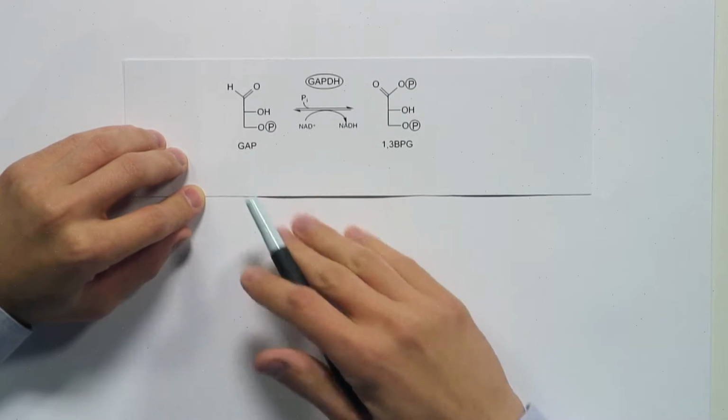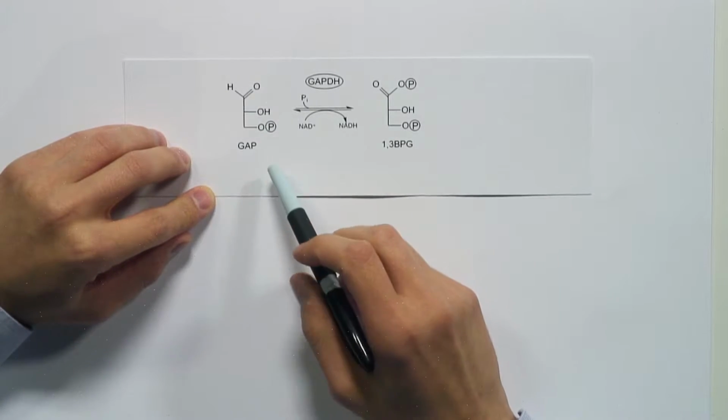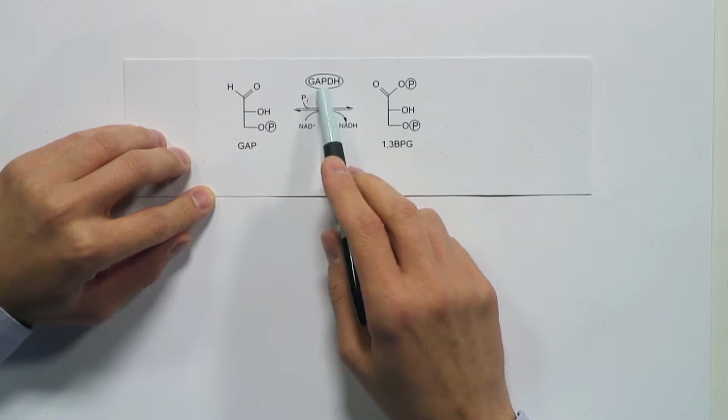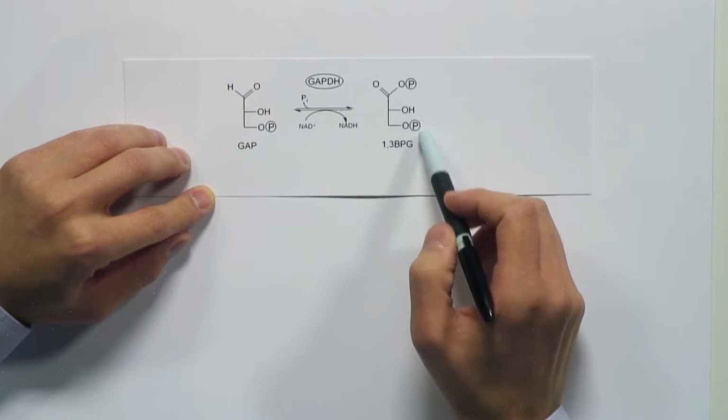Now in part B of the question, we're going to look at another important reaction that can run both ways in glycolysis and gluconeogenesis. And that will be specifically going from glyceraldehyde 3-phosphate, or GAP, to 1,3-bisphosphoglycerate. This is the reaction catalyzed by GAP dehydrogenase. Here is a representation of the reaction. We have glyceraldehyde 3-phosphate that is converted by GAPDH to the 1,3-bisphosphoglycerate.